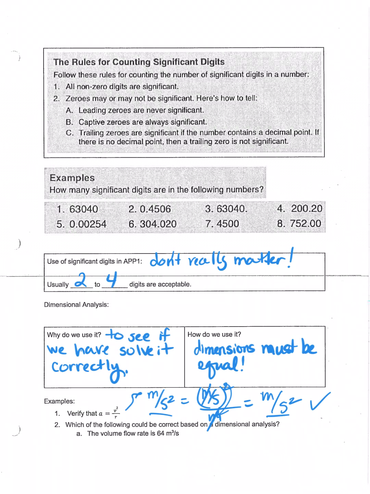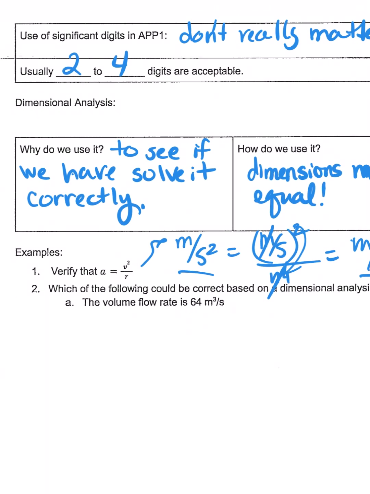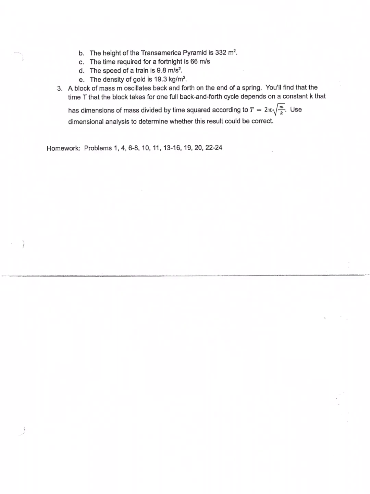Now, question number 2 says, which of the following could be correct based on dimensional analysis? What they're asking you is to figure out what dimensions we're talking about. Flow rate, volume flow rate. Well, what is volume? Volume flow rate would be per second, so we're looking at volume over time. Volume is meters cubed. Time is seconds. So yes, that's a possibility. So this one is good.